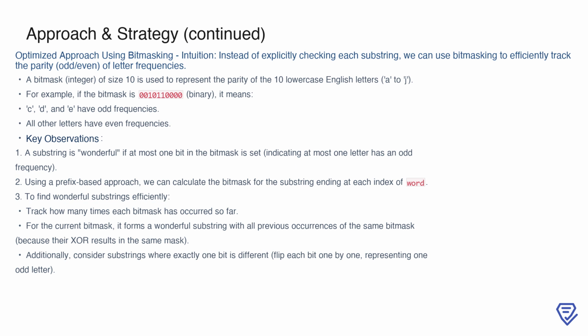Using this idea, we can adopt a prefix-based approach to calculate the bit mask for substrings ending at each index of the string. To efficiently count wonderful substrings, we keep track of how many times each bit mask has occurred so far. For the current bit mask, it forms wonderful substrings with all previous occurrences of the same bit mask, as their XOR results in the same mask. Additionally, we consider substrings where exactly one bit differs, achieved by flipping each bit in the mask one by one, which represents one odd letter.